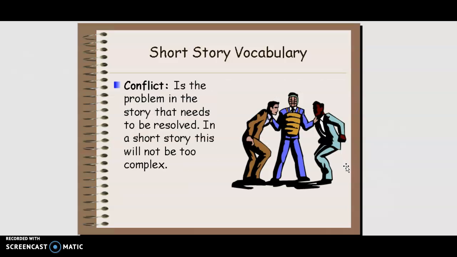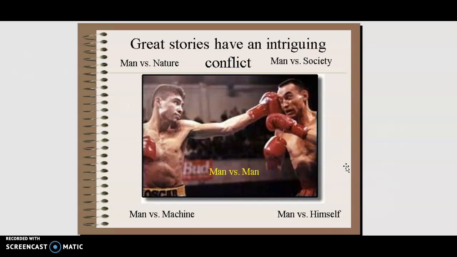In a short story, the conflict is the problem in the story that needs to be resolved. In a short story, this will not be complex. Great stories have an intriguing conflict. For example, man versus nature, man versus society, man versus machine, man versus man, man versus himself.